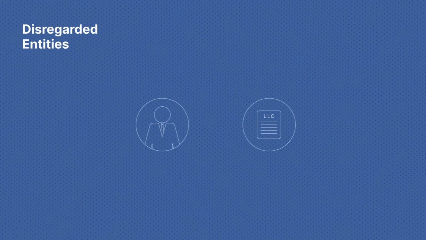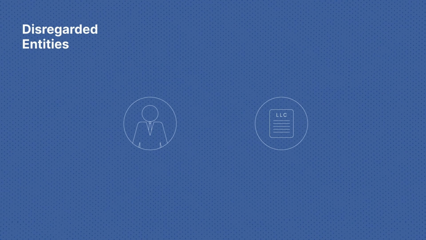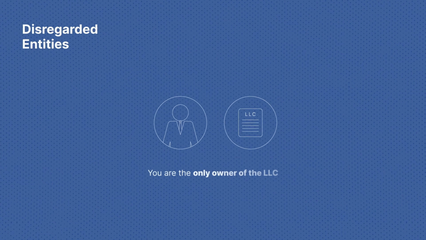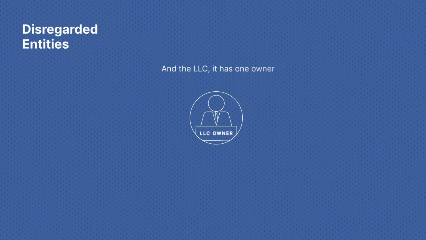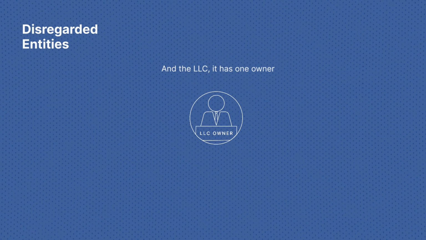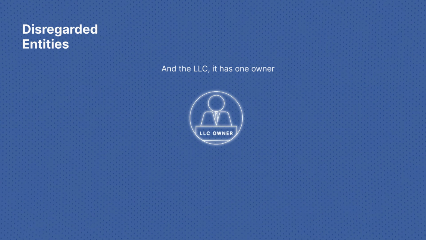The simplest tax election, and it's a default tax election for most people, is going to be what's called a disregarded entity. You're the only owner of the LLC, and the LLC has one owner. It's a disregarded entity for tax purposes. When you apply for an EIN, the default designation is going to be a disregarded entity. So what does that mean?